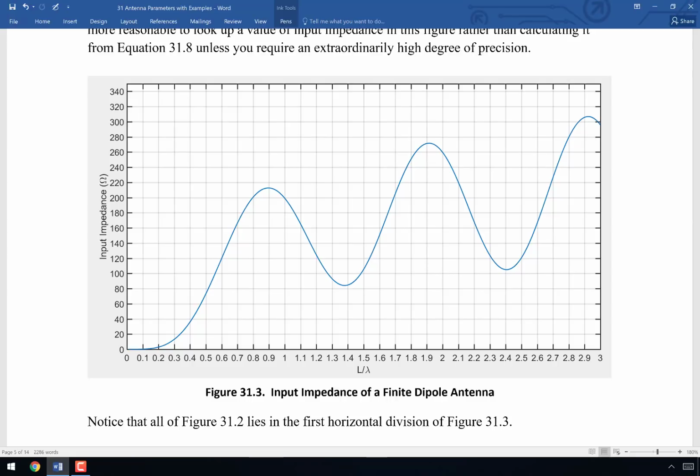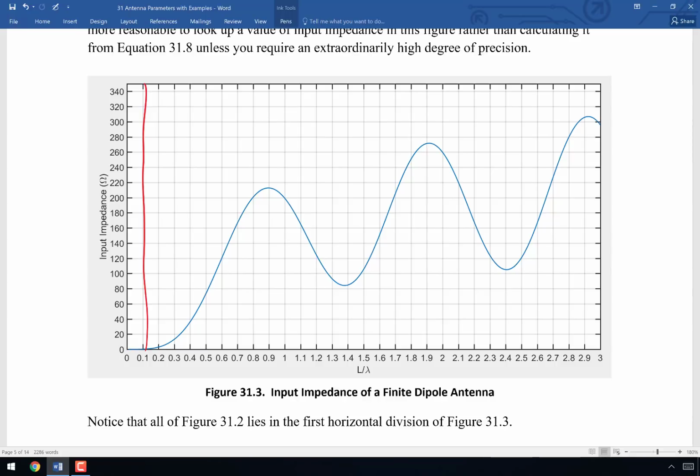So I think that this graph, which is a pretty complicated graph, has this oscillation going on, but it still has an upward slope. One thing to notice about this graph is that everything that was on figure 31.2 can be contained within this portion of the graph here. So all of that previous figure for the infinitesimal dipole is all in the first segment of this figure. And so it looks as though in this figure it's just straight flat there.